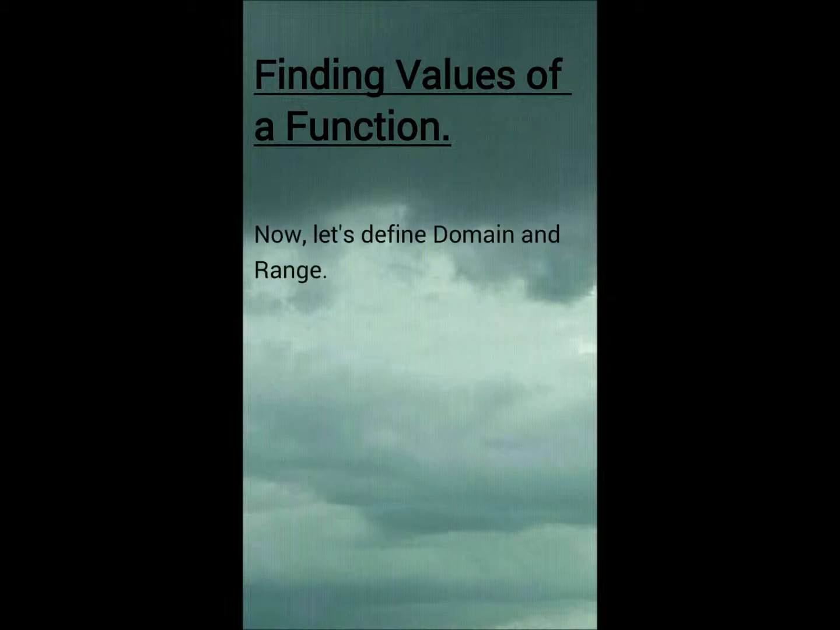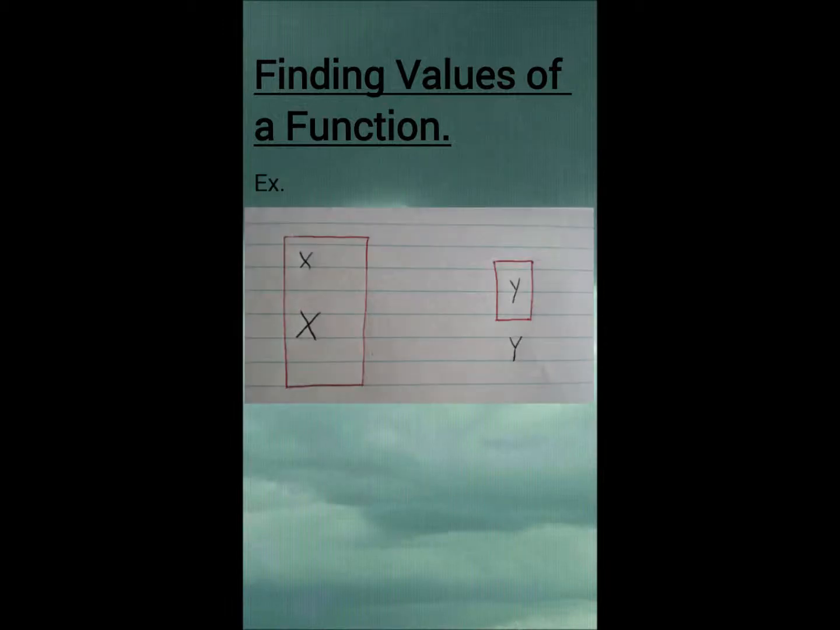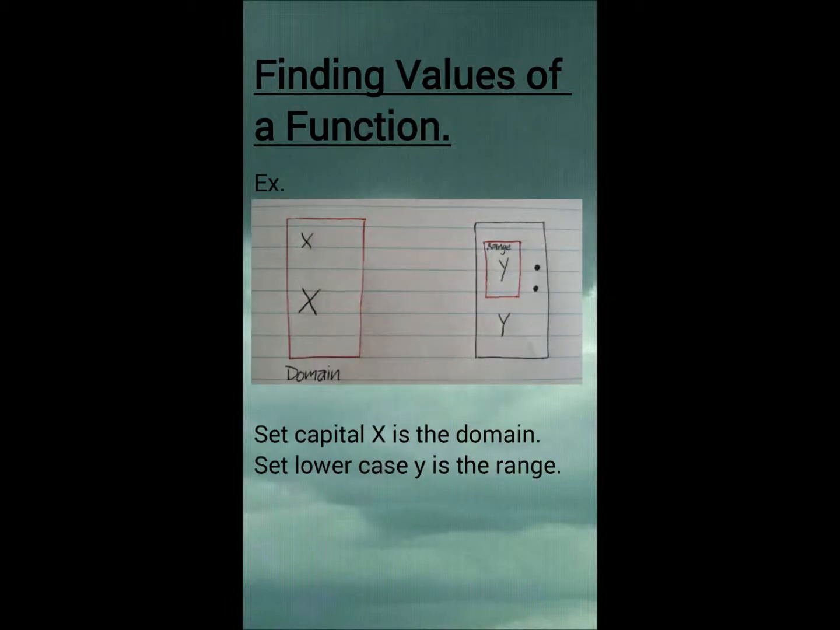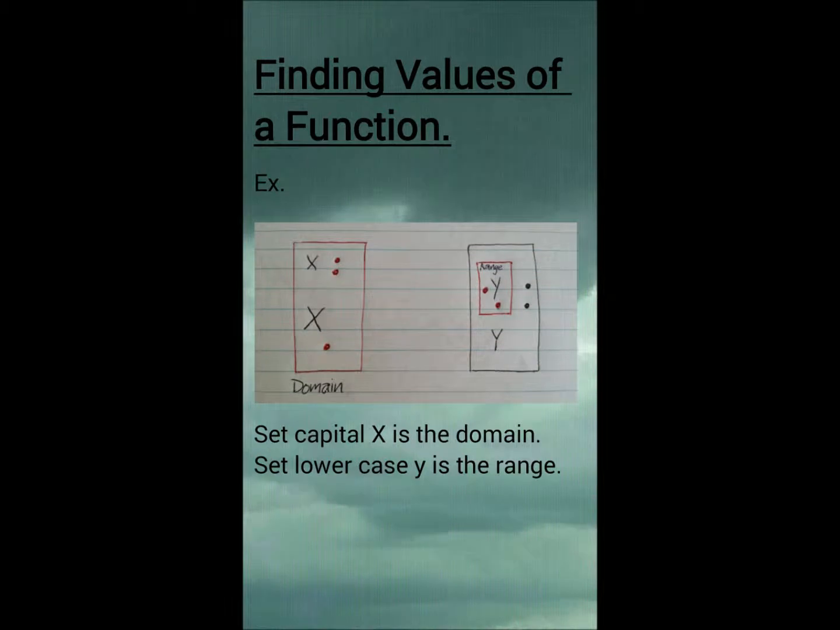Let's define domain and range. Here we have X, which is called the domain of the function. For each element x in X corresponding to element y in Y, y is called the value of the function at x, or the image of x. The set of all images of the elements of the domain is called the range of the function.